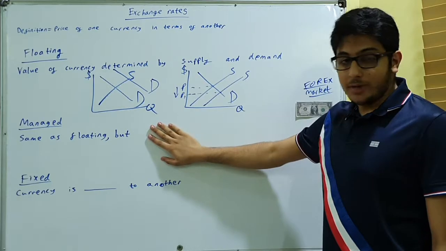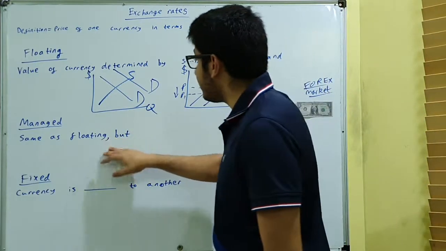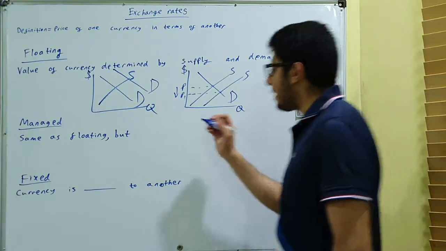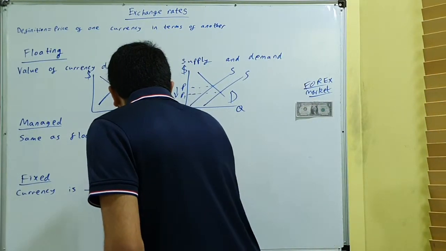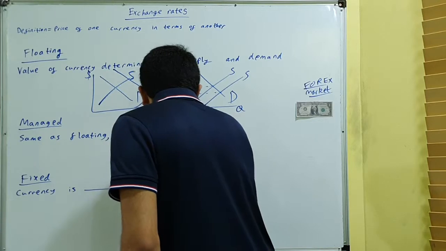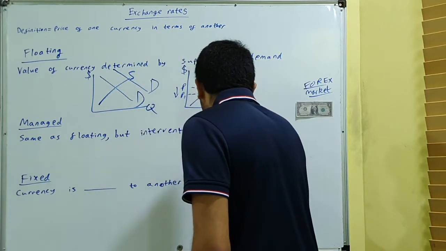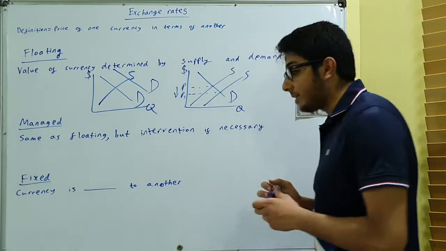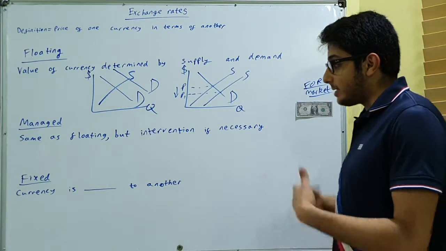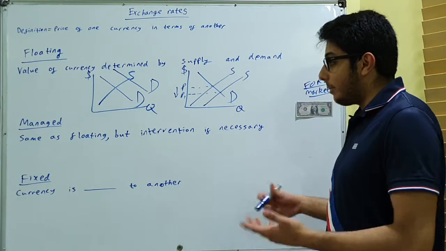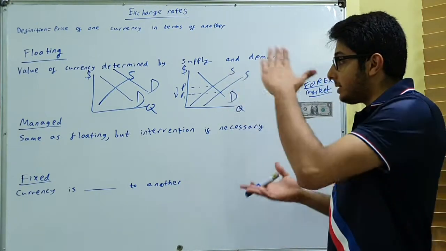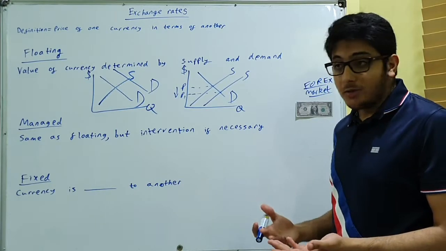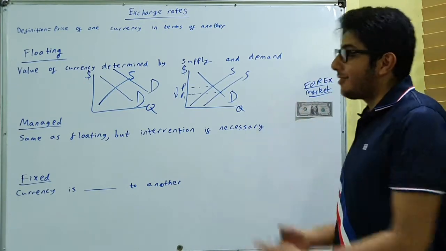Managed exchange rates, it's exactly the same as floating. The value of the currency is determined by supply and demand, but there is intervention by the central bank if necessary. So if it wants to meet some specific macroeconomic objectives, so for example, to make its exports more competitive, it might intervene in the market to depreciate its currency. If we don't understand why it might do that, don't worry, I'll cover that in another video.